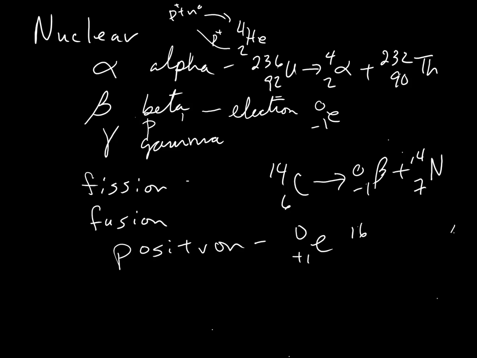Sorry, oxygen-16, atomic number 8. If oxygen went through positron decay, it would make 16, 7, nitrogen.